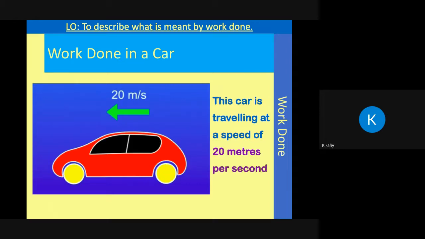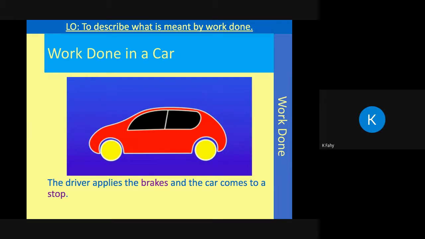Okay, be careful now. We've been talking about work done. We've been using meters and we've been using newtons. So now we're looking at a car. We know its speed is 20 meters per second. The driver applies the brakes and the car comes to a stop. How does that happen? What has the driver done to stop the car from moving?